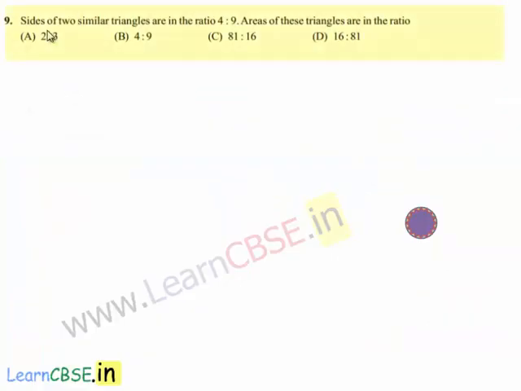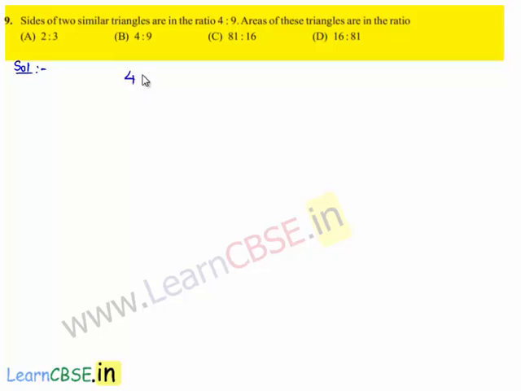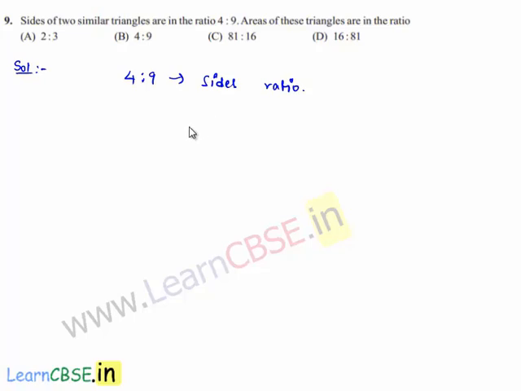Moving on to the 9th question. Sides of two similar triangles are in the ratio 4:9. Then the areas of these triangles are in the ratio. Now moving on to the solution. He has given the sides ratio of two similar triangles, that is 4:9. And he asked us to find the ratio of areas.